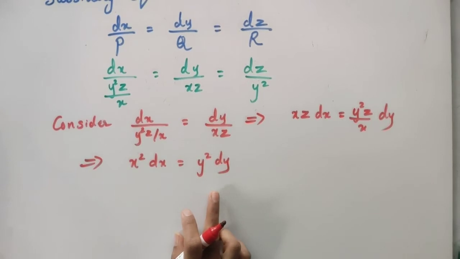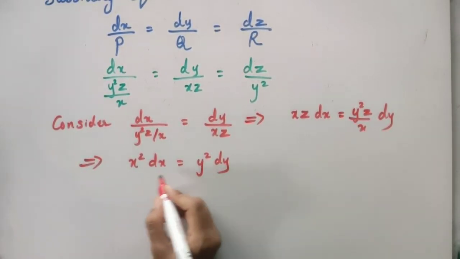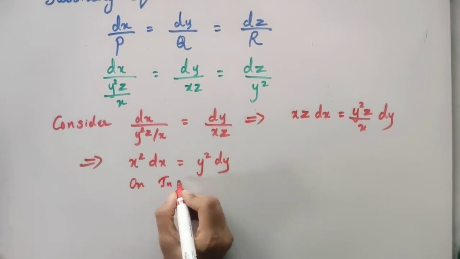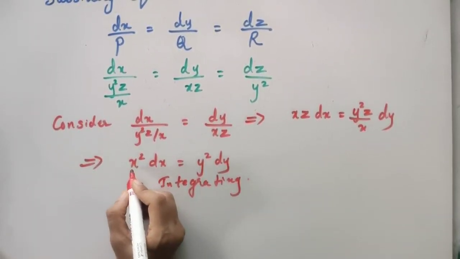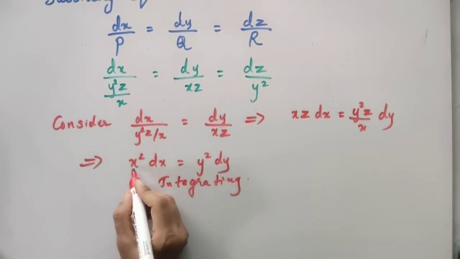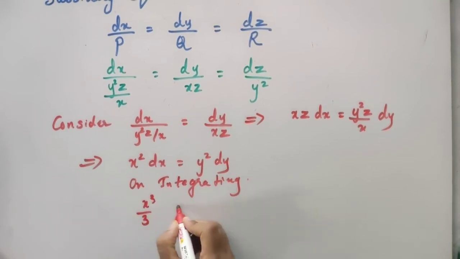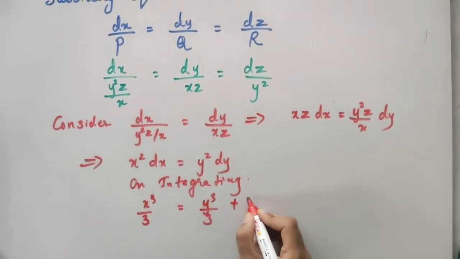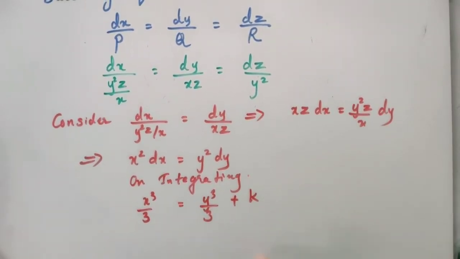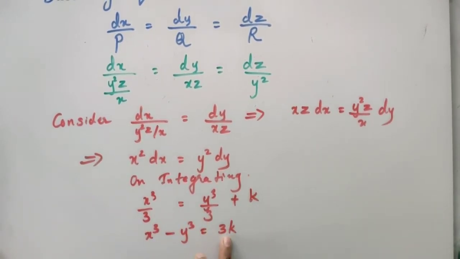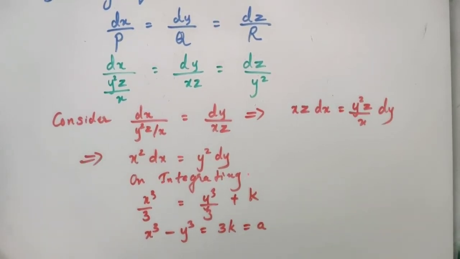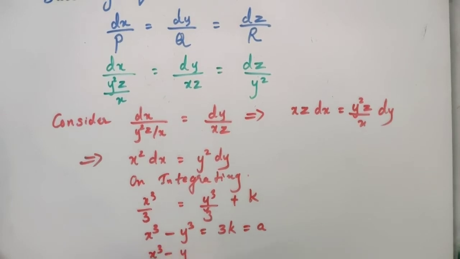Now what I will do is, I will integrate throughout. On integrating, what do we get? Integration of the first term, integrating the complete term. What is integration of x square dx? It will be x cube by 3 is equal to y cube by 3 plus some arbitrary constant k. Now x cube minus y cube is equal to 3k you will get, taking the LCM and taking y cube to the right hand side. Now this 3k is any arbitrary constant for me, so I'll call it some a, small a. I hope that point is clear. So the first part I've got x cube minus y cube is equal to some a. This is one part.